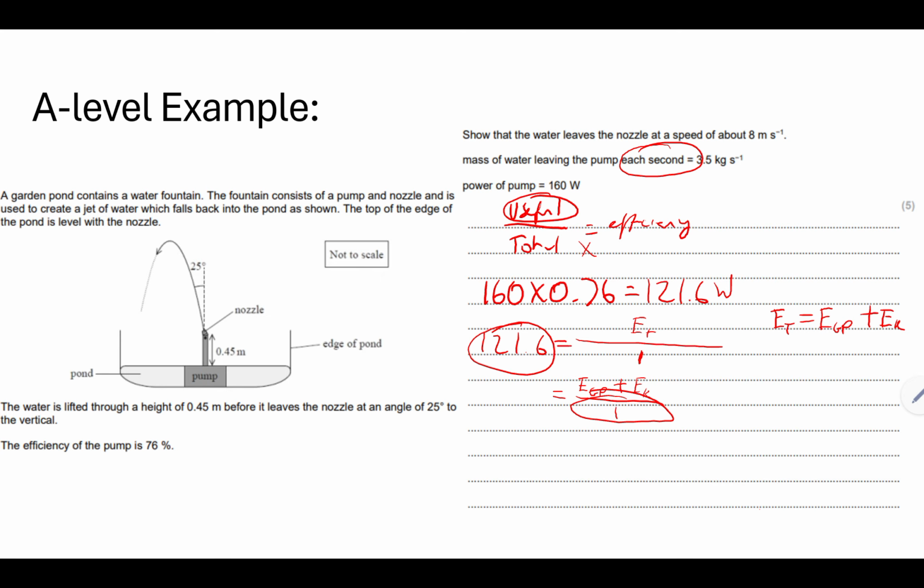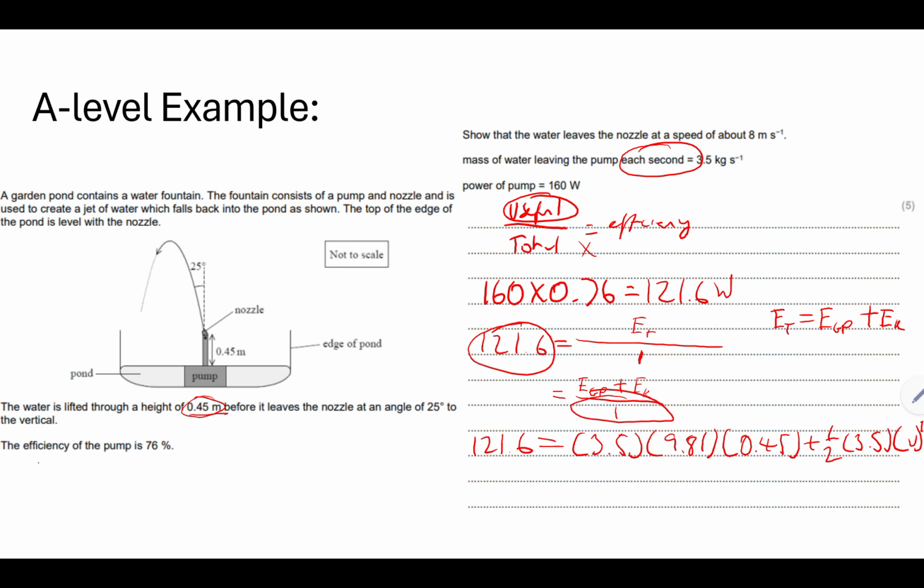So if we now sub in all the values that we have in the question into this formula, we should get M, which is 3.5, G, which is 9.81, and H, which is 0.45. It says the height is 0.45, so we just need to know the vertical height. And then plus half M, which is 3.5, multiplied by V squared. We're going to work out V.